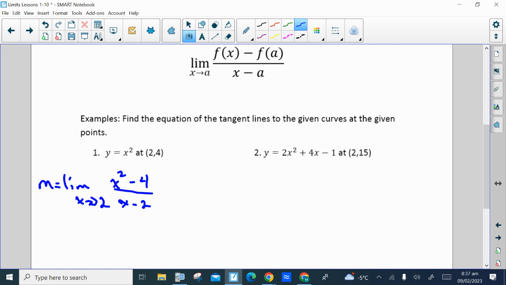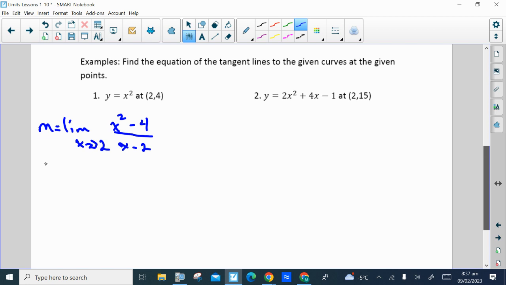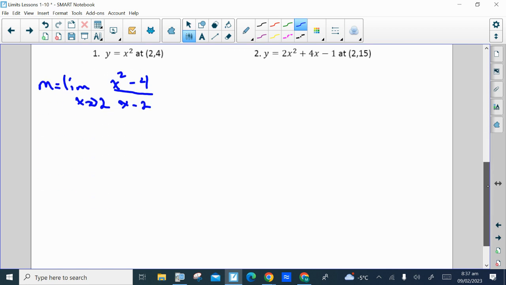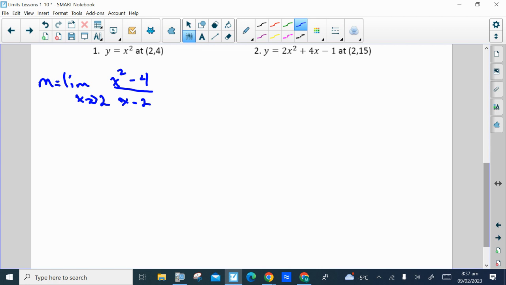So right now, 2 is a non-permissible value, but as we've seen, we can evaluate this limit by getting rid of that denominator of x minus 2. And we can do that by factoring. The top is a difference of squares. So it's x plus 2, x minus 2. And so the x minus 2's cancel. And we can now evaluate this limit when x equals 2. 2 plus 2 is 4. So that's the slope of the tangent.